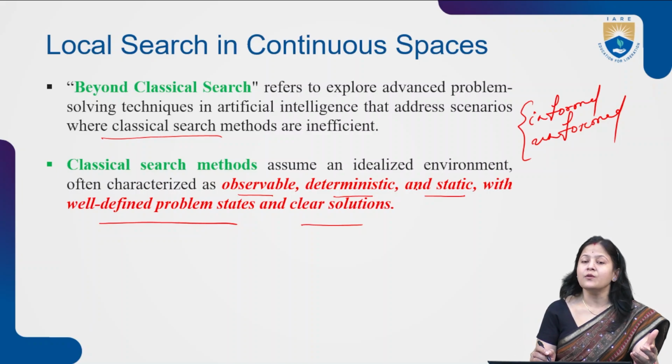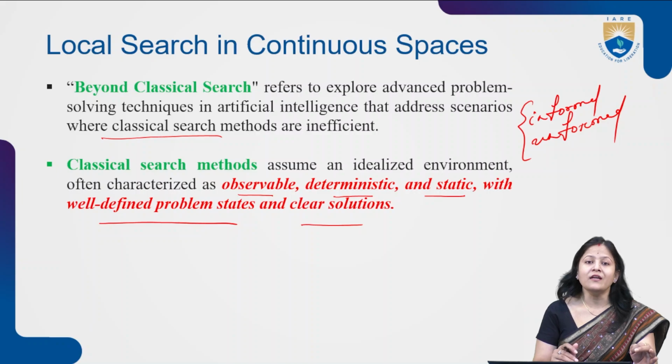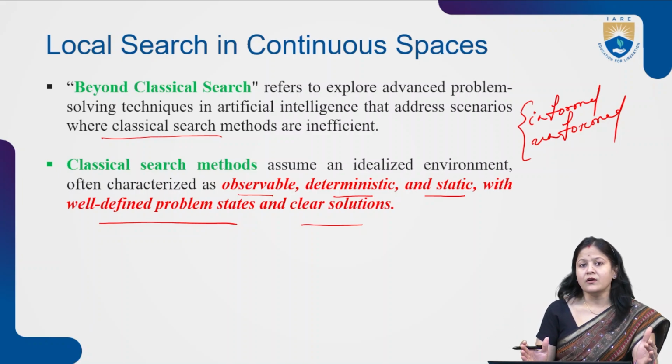And deterministic. Deterministic means what? The outcome of every action can be predicted. That is called deterministic. And the state space, meaning the environment, is fixed. It is not going to change, with well-defined problem states and clear solutions. Well-defined problem statements means the protocols would also be known to the agent. The steps, how to follow the path, how to find the solution, everything will be known to the agent with a clear sequence of steps with solutions. So those types of environment or methods come under classical search methods.